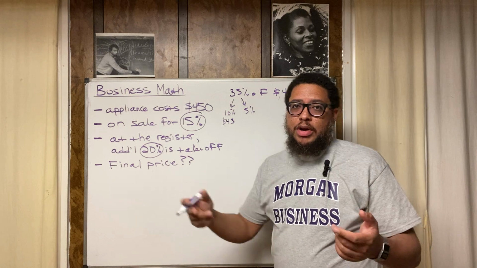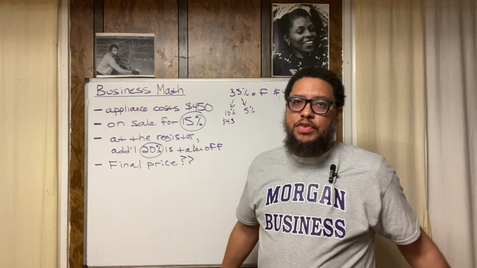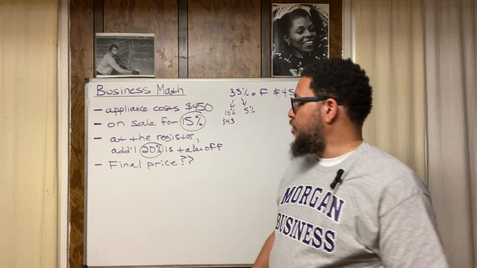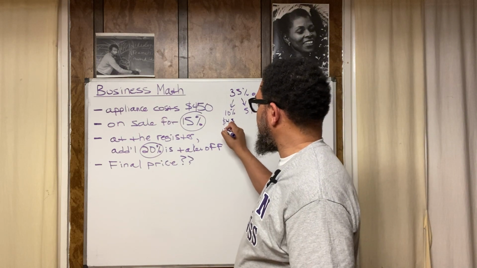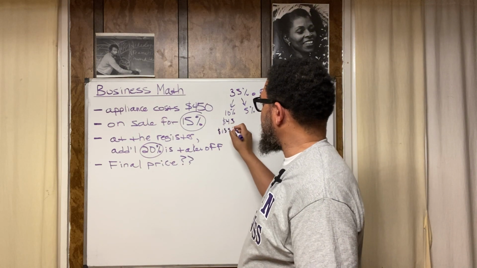40 times 3 is 120. 5 times 3 is 15. What's 120 plus 15? 120 plus 15 is 135, right? 135. So that's your 30%.